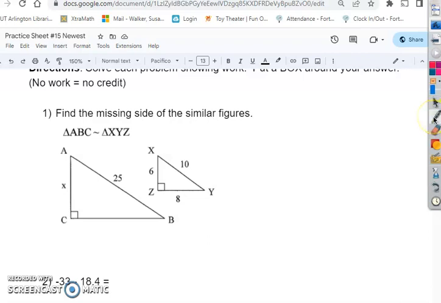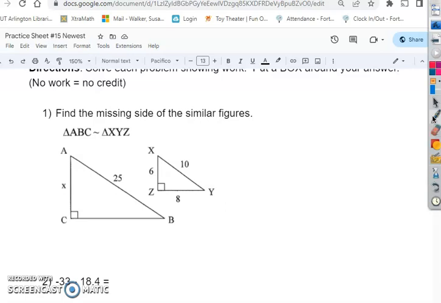Hey guys, we are working on practice sheet number 15. We are starting with a new concept, which is similar figures. One of the things you should be learning is CPS, corresponding proportional sides. When you have similar figures, you can set up a proportion to find the missing side.